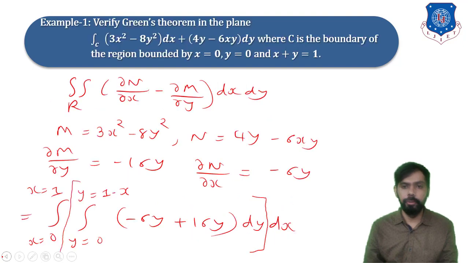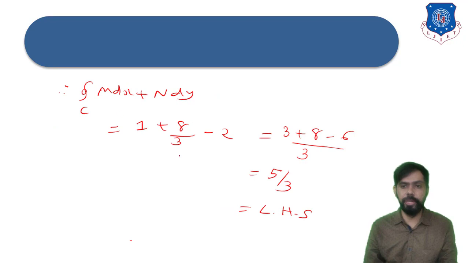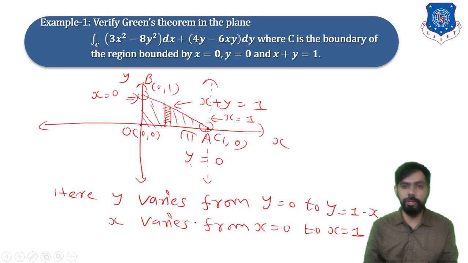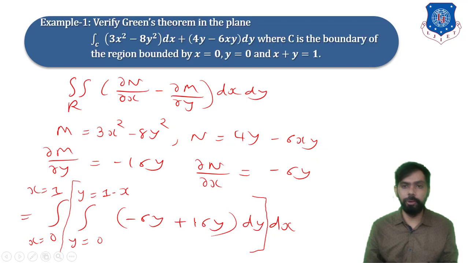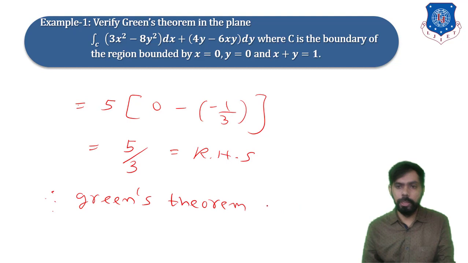Okay, here the left hand side of Green's theorem is 5 divided by 3, and the right hand side of Green's theorem is also 5 divided by 3. Therefore Green's theorem is verified.